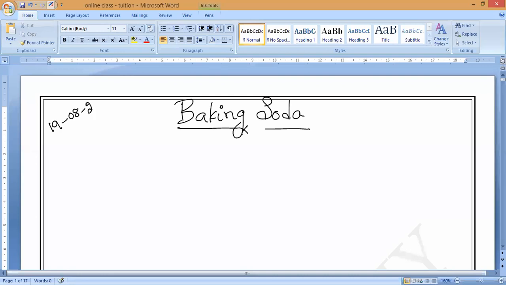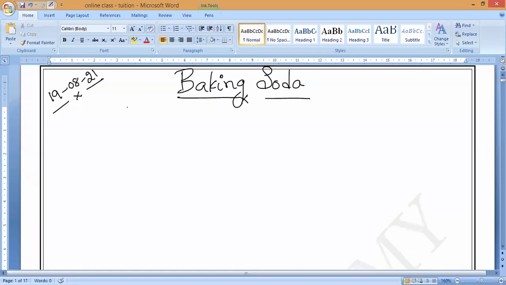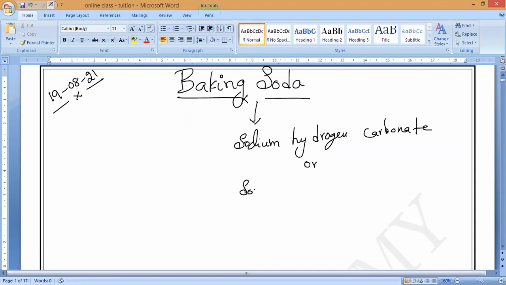NaHCO3. In the sense of what we should call it, baking soda is called sodium hydrogen carbonate. Also we can call it sodium bicarbonate. Is it yes?